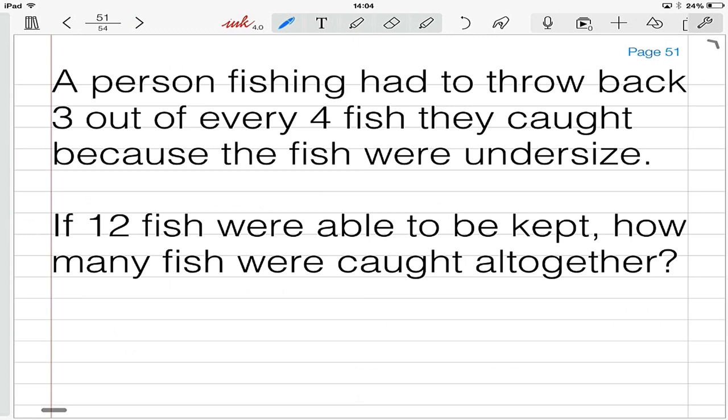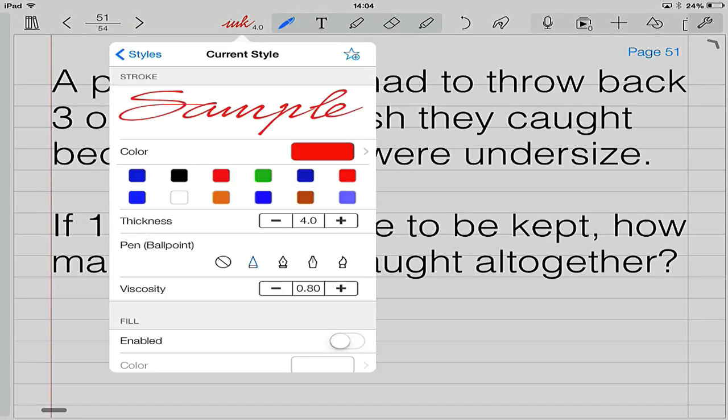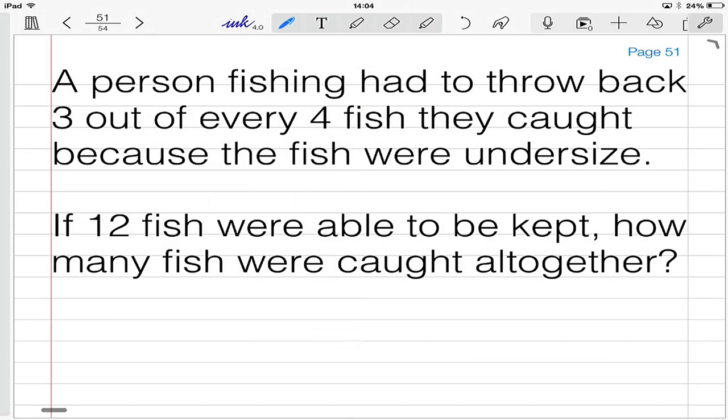A person fishing had to throw back 3 out of every 4 fish they caught because the fish were undersized. Okay, so that's simply given us our ratio. So let me change my color back to here. That's given us our ratio. And then the next part is, if 12 fish were able to be kept, how many fish were caught altogether? Okay, so that becomes our question.